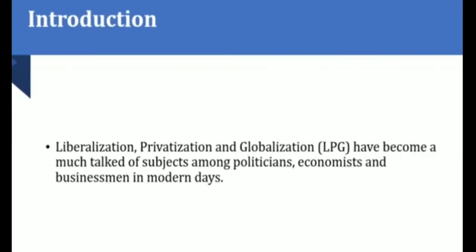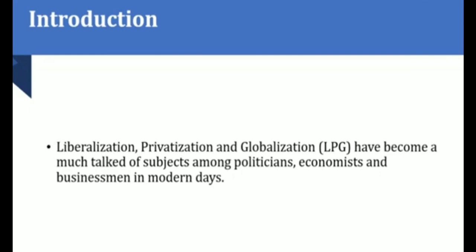Okay, first one, introduction about the globalization and trade. Already in the previous lesson, Unit 1, we have learned, isn't it? Liberalization, privatization and globalization, LPG, is also known as, can you remember, students? Yes, that is new economic policy. Okay, liberalization, privatization and globalization, LPG, is also known as new economic policies, have become a much talked of subject among politicians, economists and businessmen in modern days.